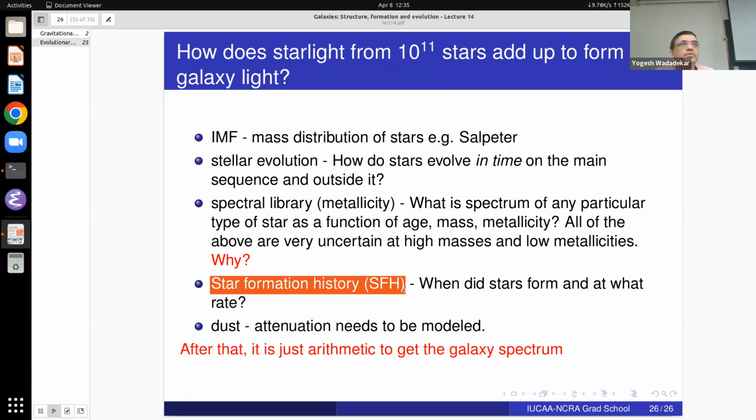You can predict the future evolution, but that's harder because the star formation history will get affected by things like mergers and so on. So the Andromeda merger is going to change the star formation history drastically.